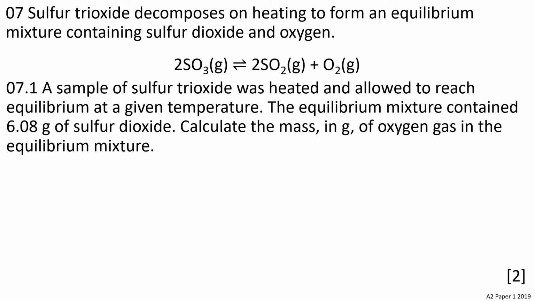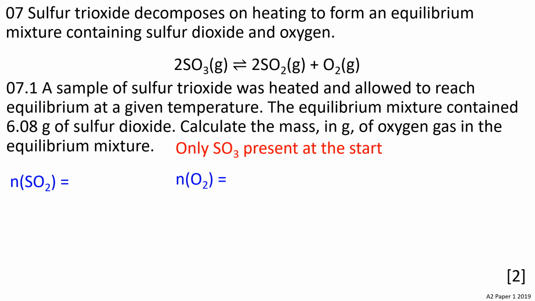We're told that the equilibrium mixture contained 6.08 grams of sulfur dioxide. We need to calculate the mass in grams of oxygen in the equilibrium mixture. So we have to note that we started off with only SO3, only sulfur trioxide. So at the beginning of the equilibrium we had SO3 and we had 0 moles of SO2 and O2. So we can work out the amount of SO2 and we can work out the amount of O2 from that. And then from that we can work out the grams or the mass of O2.